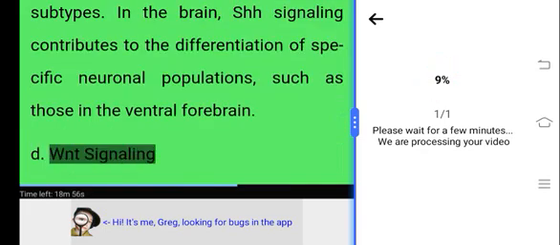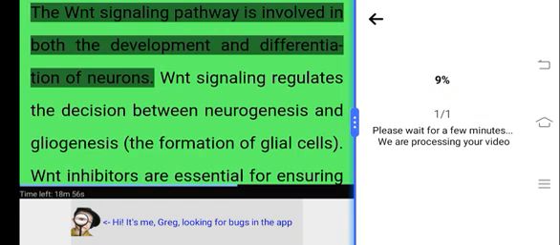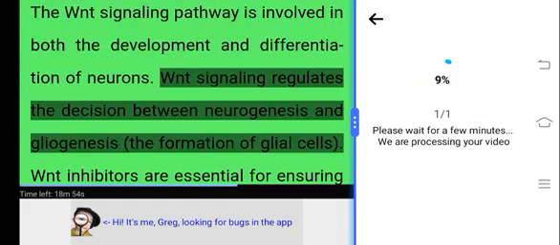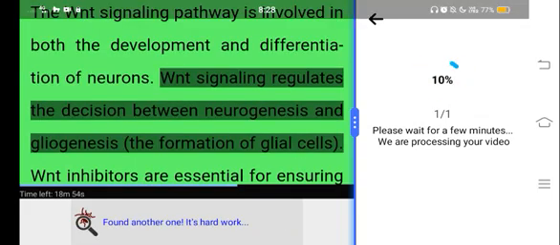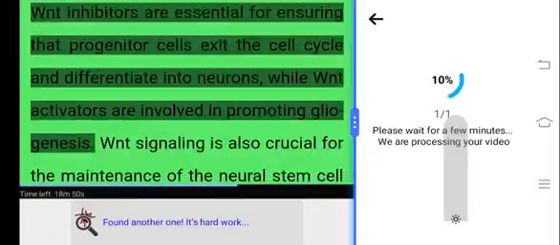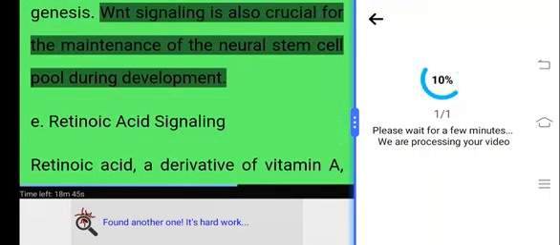D. WNT signaling. The WNT signaling pathway is involved in both the development and differentiation of neurons. WNT signaling regulates the decision between neurogenesis and gliogenesis, the formation of glial cells. WNT inhibitors are essential for ensuring that progenitor cells exit the cell cycle and differentiate into neurons, while WNT activators are involved in promoting gliogenesis. WNT signaling is also crucial for the maintenance of the neural stem cell pool during development.